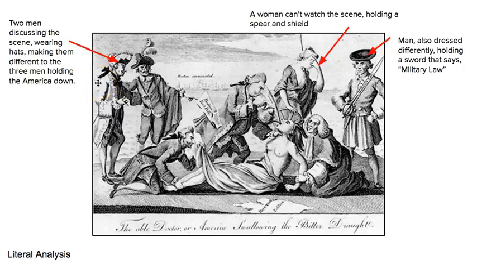and also his actual outfit is different. I can see a woman who can't watch the scene, holding a spear and a shield. She's covering her eyes, and she's got her spear leaning up against her, and she's holding in her right hand a shield on the ground. And then on the far right of the scene, I can see a man also dressed differently to the others, holding a sword that says military law. It's probably a little bit hard to see, but if you zoom in on the actual image, you can see on the sword there's an inscription and it says military law.